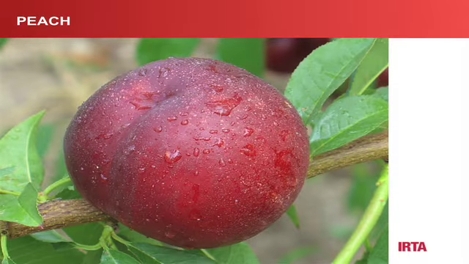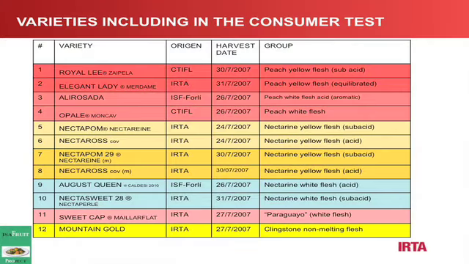Now, peach, okay? I'll go rapidly with peach. It was much more complicated because we had to select varieties that mature at the same time and have different characteristics. We chose peach and nectarine. We chose yellow flesh and white flesh. We chose superacid and equilibrated peaches. And we also put in 2 different products.